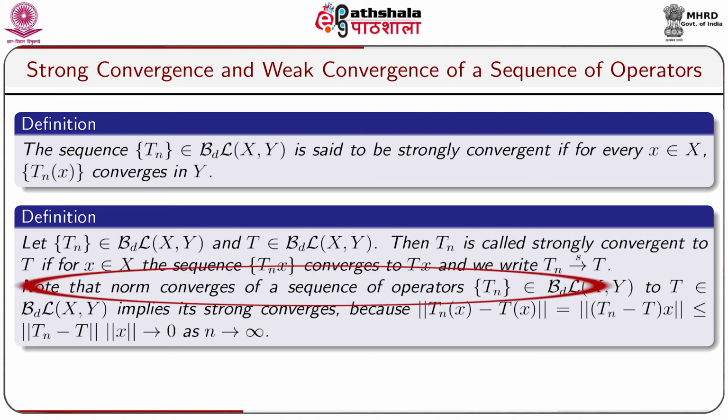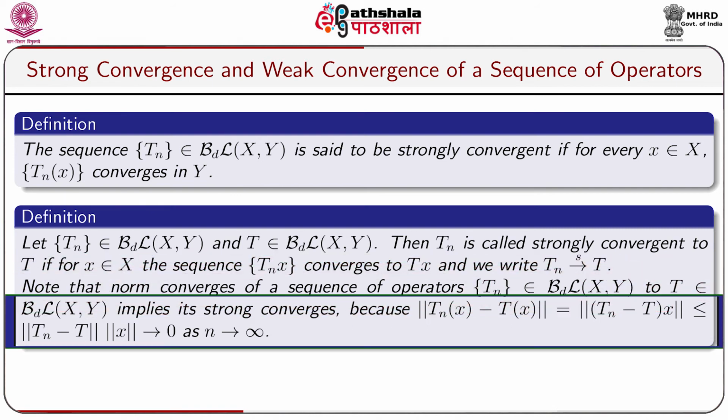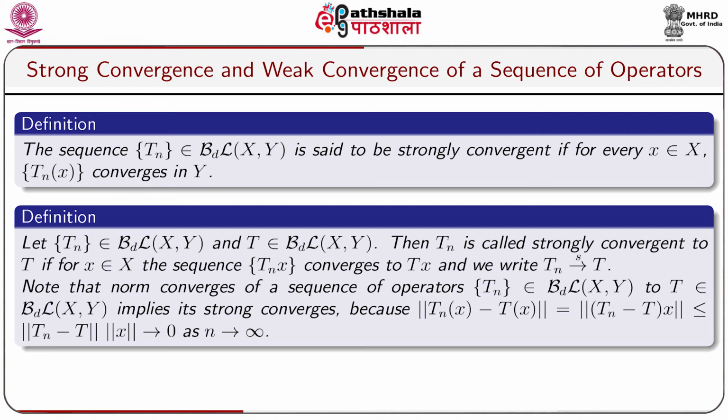Note that norm convergence of a sequence of operators Tn belongs to B(X,Y) to T belongs to B(X,Y) implies strong convergence, because norm Tn x minus Tx is equal to norm (Tn minus T) x, which is less than or equal to norm Tn minus T into norm x, which goes to 0 as n tends to infinity.